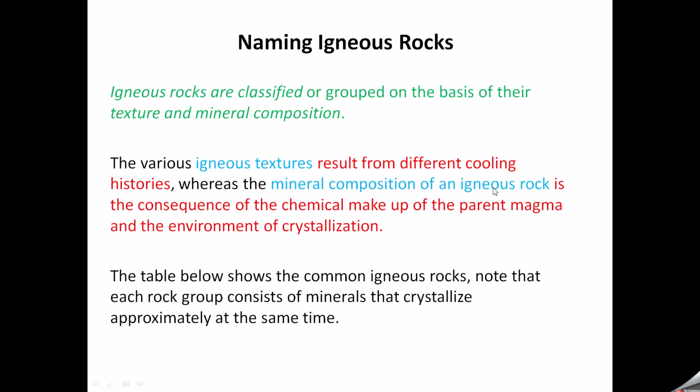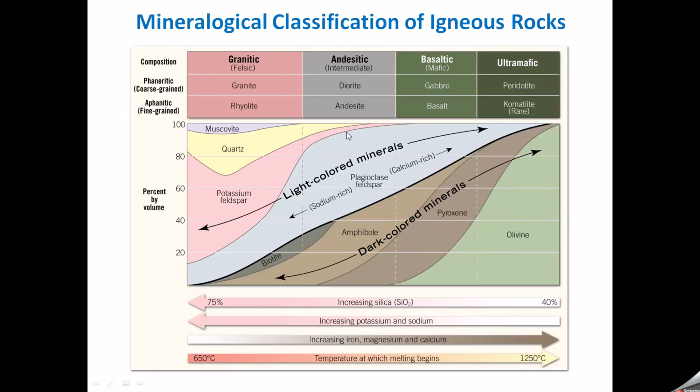Whereas the mineral composition of an igneous rock is the consequence of the chemical makeup of the parent magma and the environment of crystallization. So texture is temperature controlled, but the mineralogical composition of the igneous rock is controlled by the parent magma and the environment of crystallization of that magma. And each igneous rock is made up of minerals that crystallize approximately at the same time. So let's look at this.